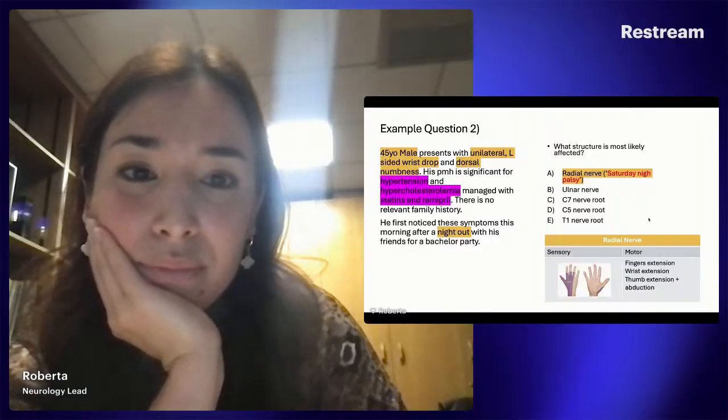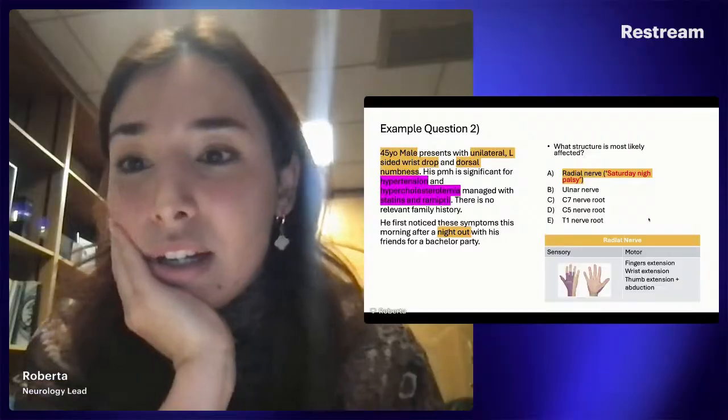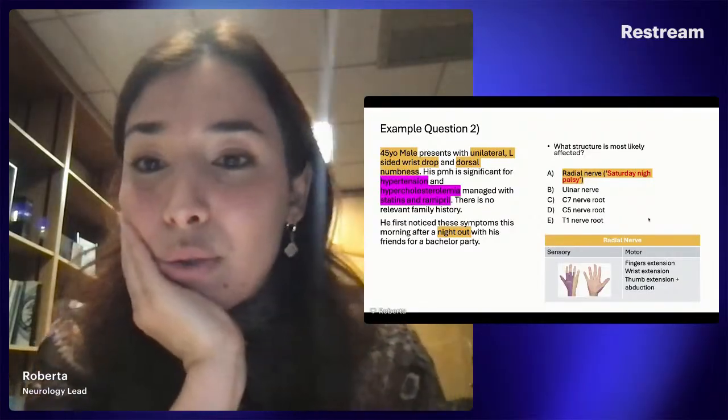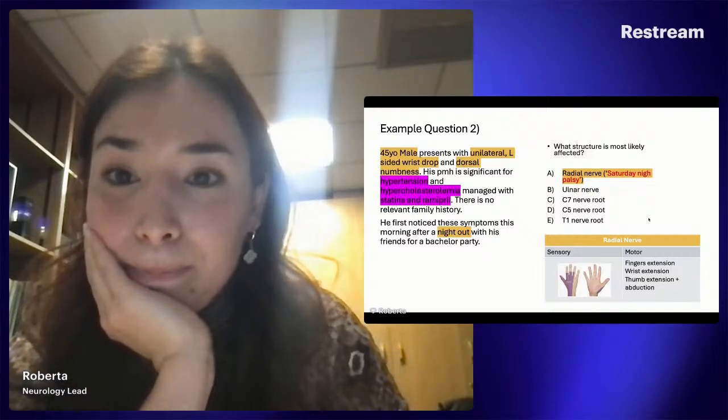Okay. So again, a relatively straightforward question. You just need to remember essentially which muscle group your nerve will supply and what their sensory distribution is.